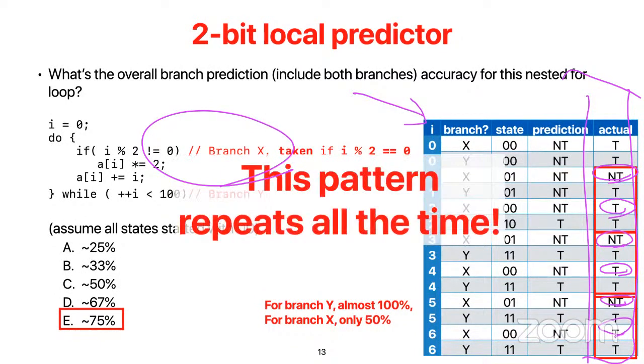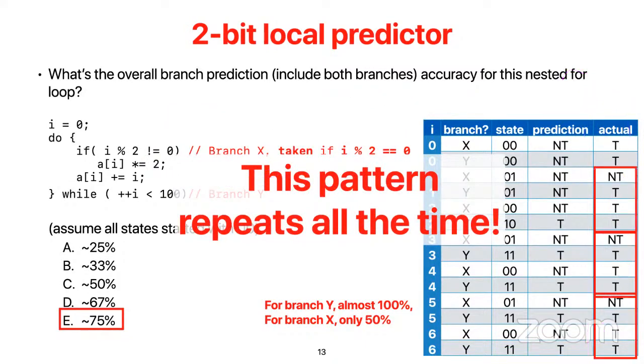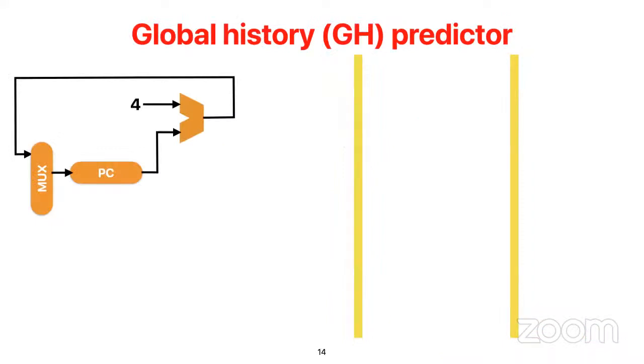The pattern repeats all the time. So now here's the idea. Can we look at this pattern and use the pattern for prediction? So here comes the 2-bit global history predictor.